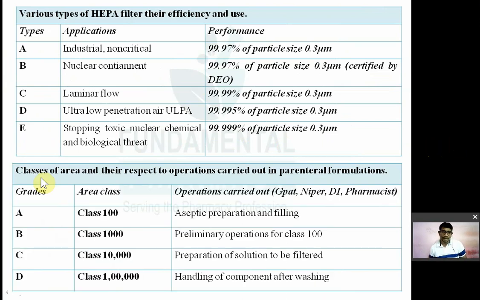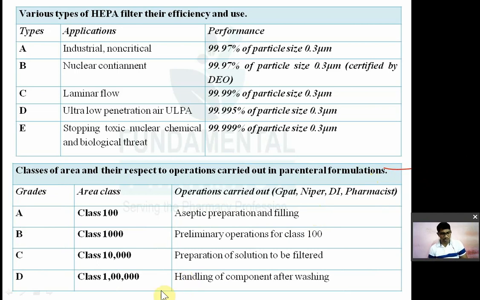Classes and their respective operations carried out in the parenteral formulation. How many classes of area are there for parenteral preparation and their respective operations carried out in the parenteral: what is a class A area and what is done in it, what is a class B area and what is done in it, what is a class C area, what is a class D area, and which operations are done there.